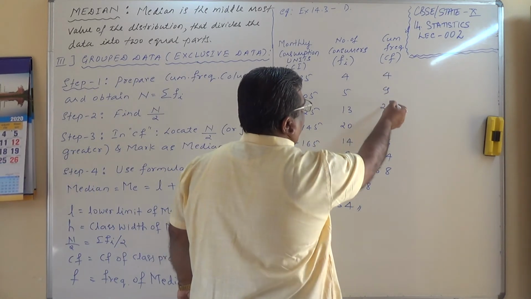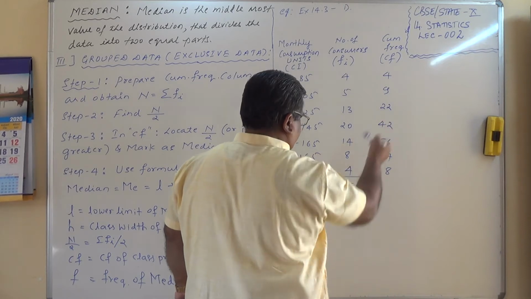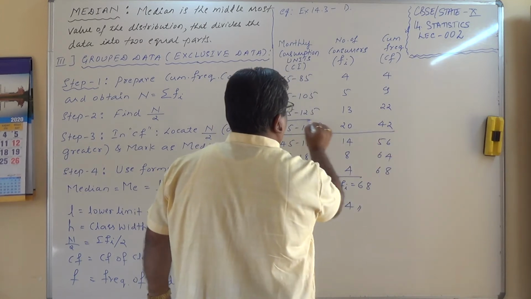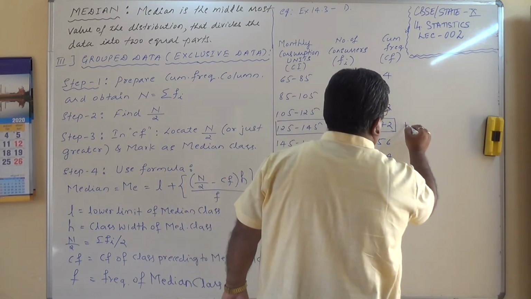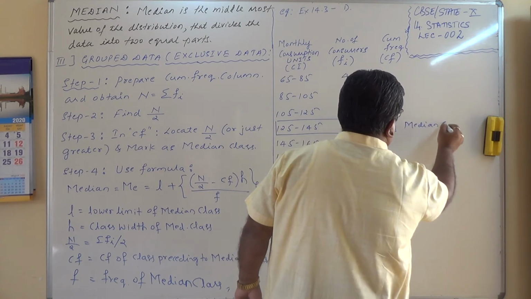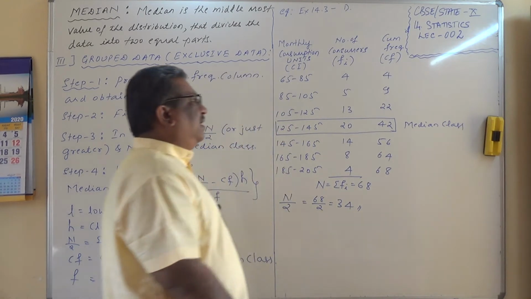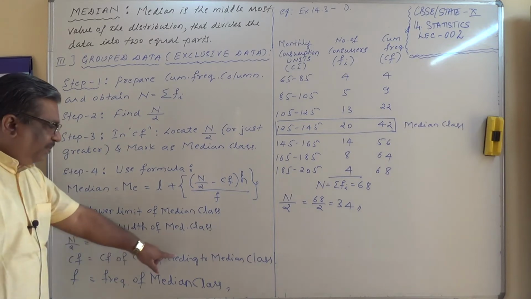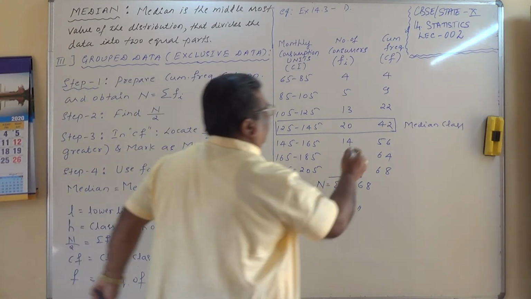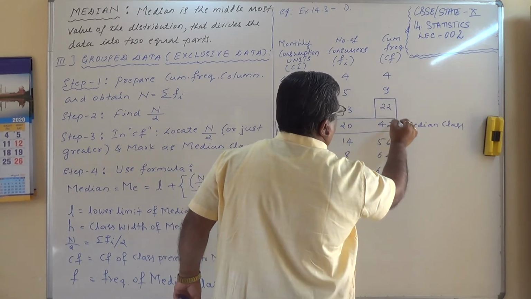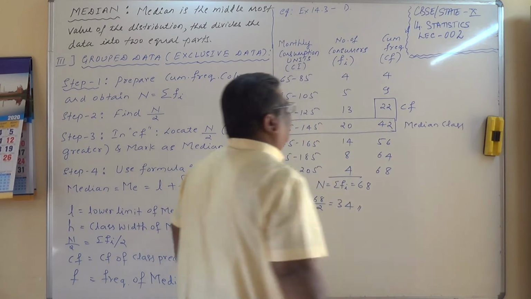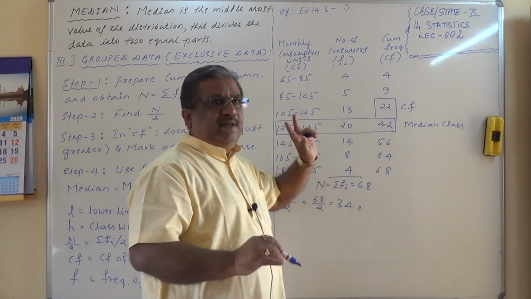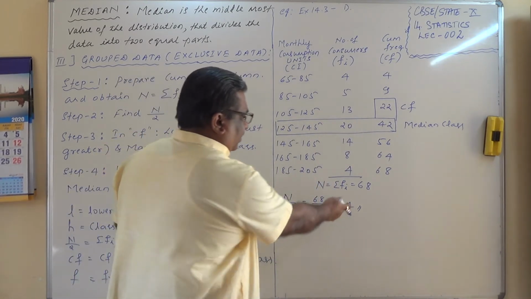34 is not available, but just greater than 34 is 42 here, and therefore this entire row is the median class. Immediately before the median class, to obtain CF, the cumulative frequency of the class preceding the median class, we have to mark CF here. This one, like this, and this is CF. All other information is available in this L-shaped diagram, everything except n by 2, which is available over here.